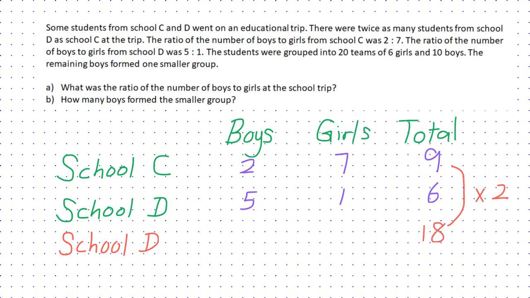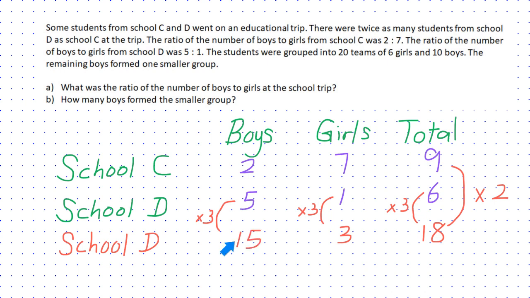We also need to adjust the ratio between the number of boys to girls in school D, which is 5:1. So once again, we cannot simply multiply 5 and 1 by 2 because it is a total number of students in school D, which is twice that of school C. Okay, so if we take a look at 6 and 18 here, we know that 6 times 3 equals 18. Therefore, I will now multiply 1 and 5 by 3 to get the adjusted ratio. So that will be 3 and 15.